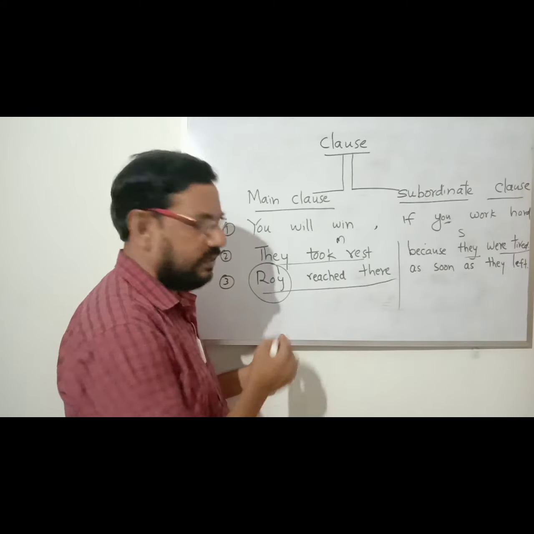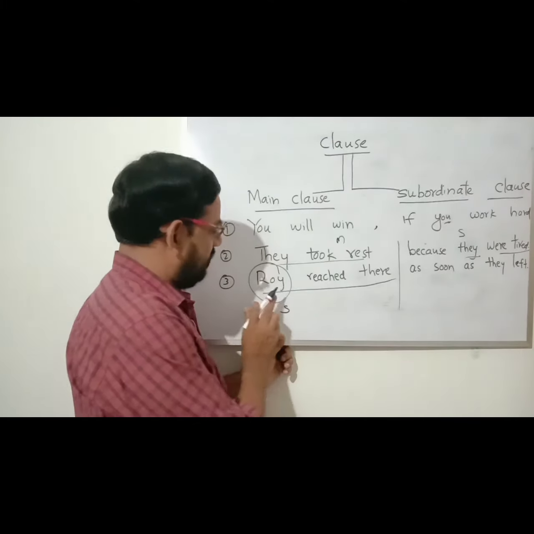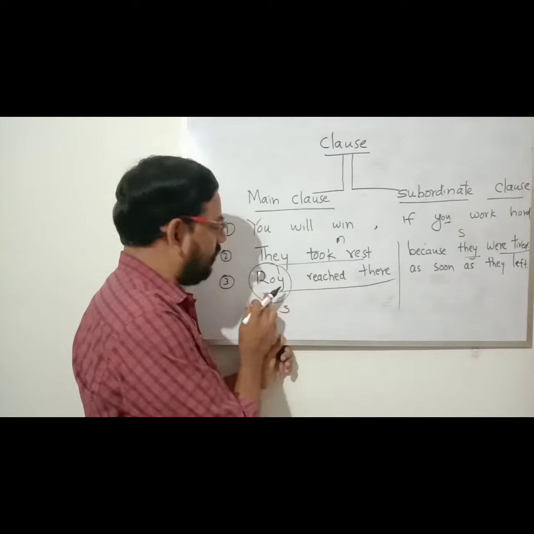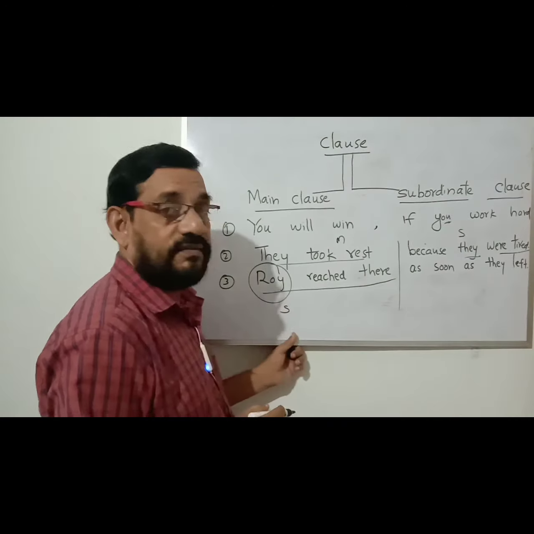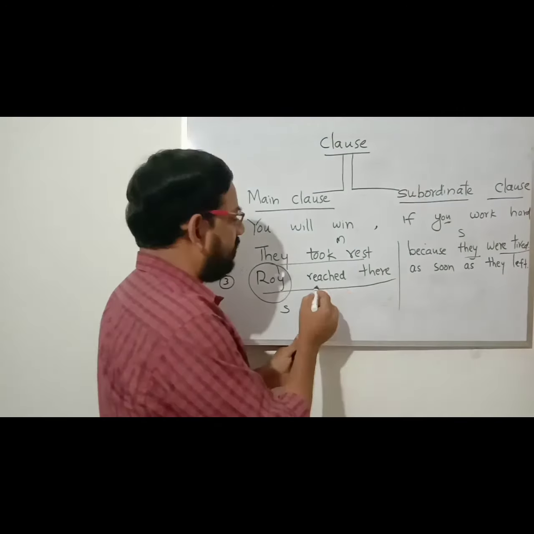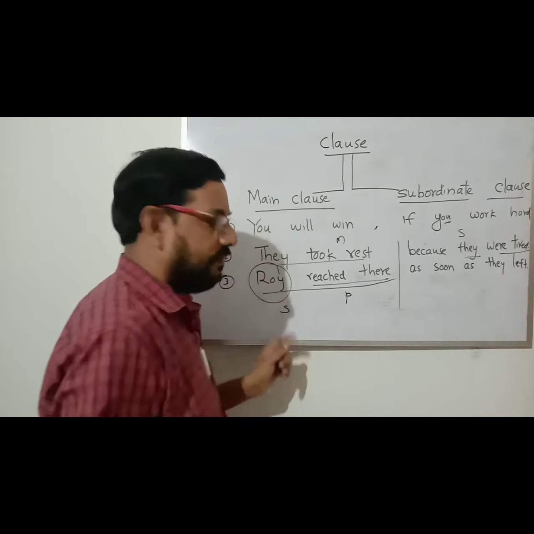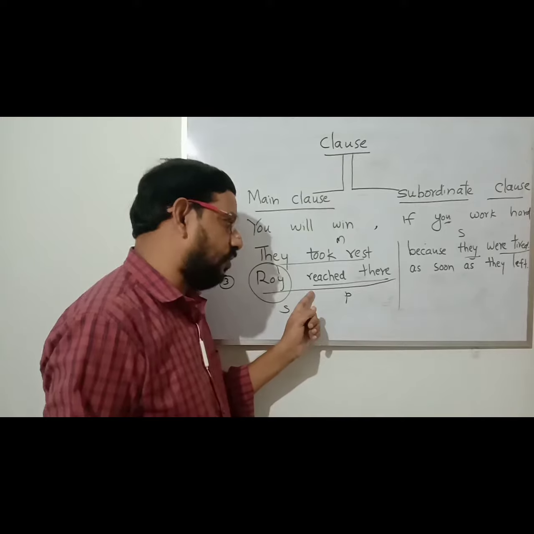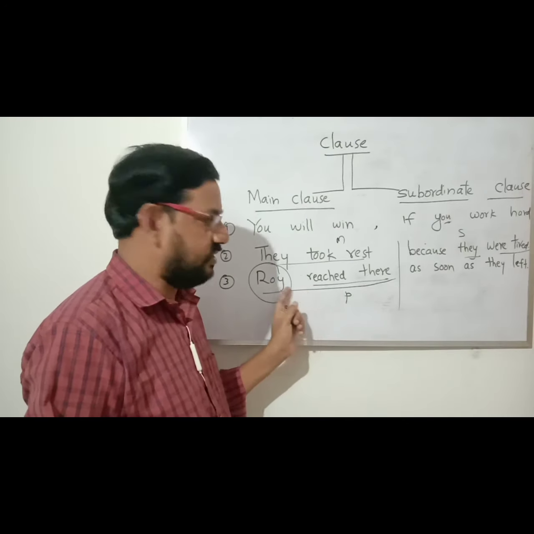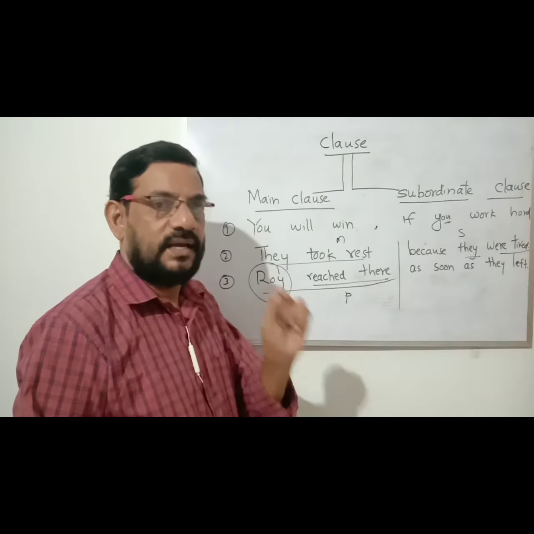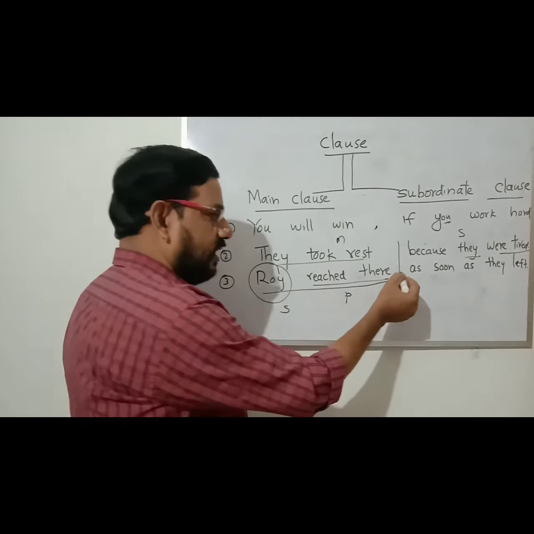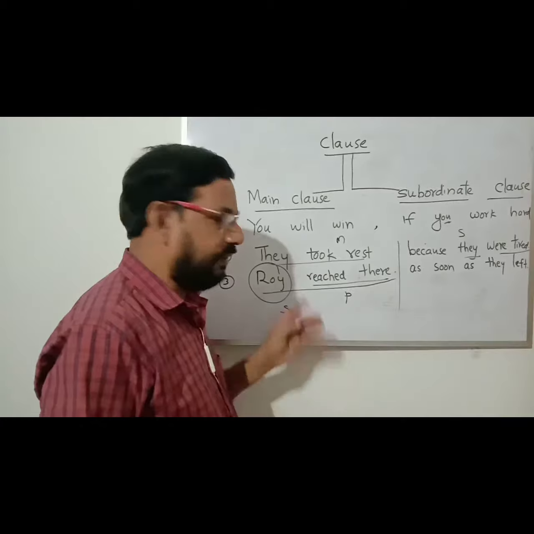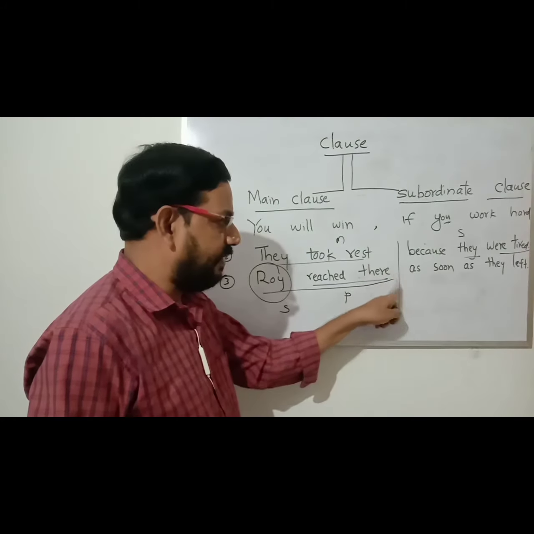Roy, what is that? Subject. Roy is the person responsible for the action. Roy is the subject. What is the verbal part? The verbal part is the predicate. Reached is the predicate. Subject is there, predicate is there. This is a clause. Now we have to check whether this clause gives complete meaning. Yes, this clause gives us complete meaning. Roy reached there. We can even put a full stop there. The meaning is complete. So this is a main clause.